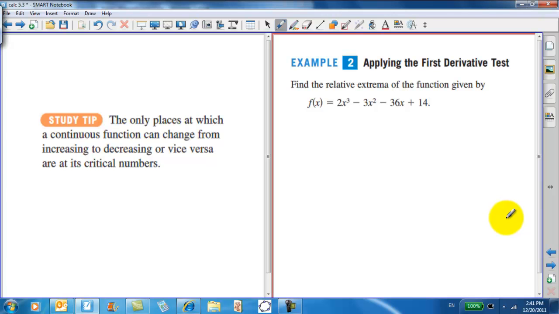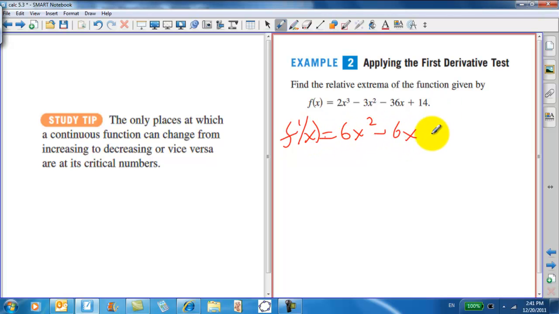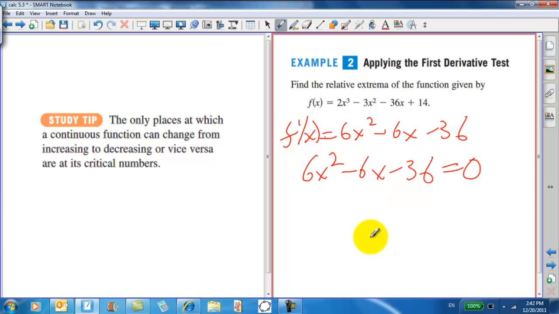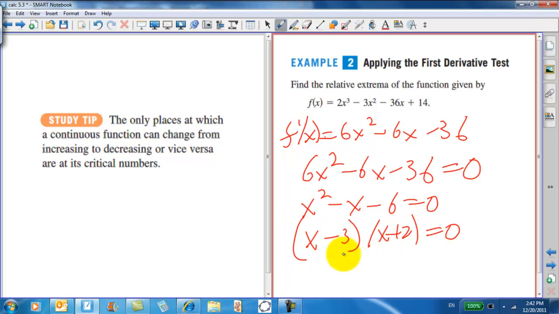Okay, let's apply the first derivative test to this. Find the relative extrema of the function given by this function. So let's start with the derivative. The derivative is 6x squared minus 6x minus 36. And we set that equal to 0. We don't have anything in the denominator, so we don't have to worry about making it undefined. Let's divide through by 6. That's not going to lose us any roots. And factor down to x minus 3 times x plus 2. So we get our two critical numbers at x equals 3 and x equals negative 2.